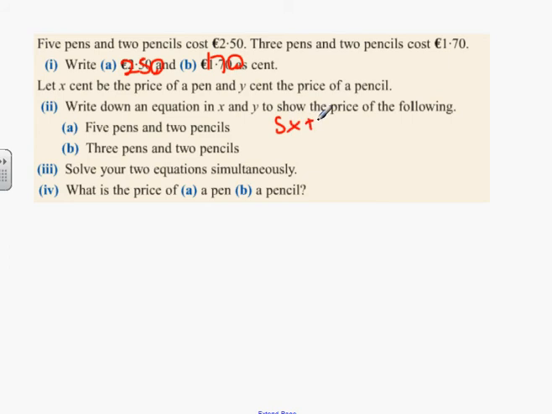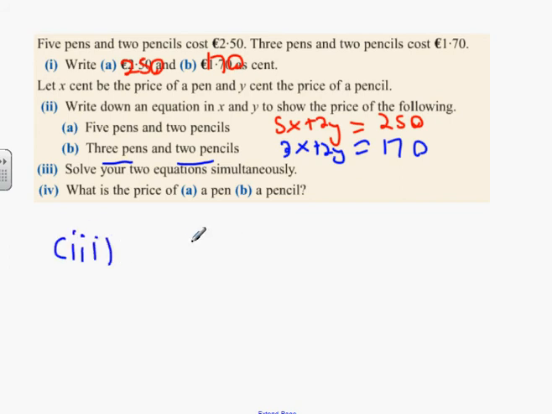5x plus 2y equals. How much do 5 pens and 2 pencils cost? 250. So this is 250. And then the second one, 3 pens and 2 pencils: 3x plus 2y equals 170. Okay. Solve the 2 equations. So this is part 3. Noah, which letter would you like to get rid of?